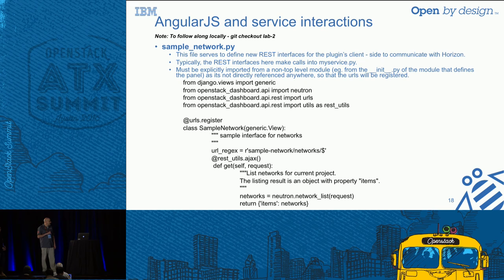And then inside, there's another decorator, REST utils AJAX, that tells Horizon this is where one of my REST methods is going to be implemented. For the first sample, I've just implemented a GET. So when we want to get the networks, I'm making a Python call to do that.